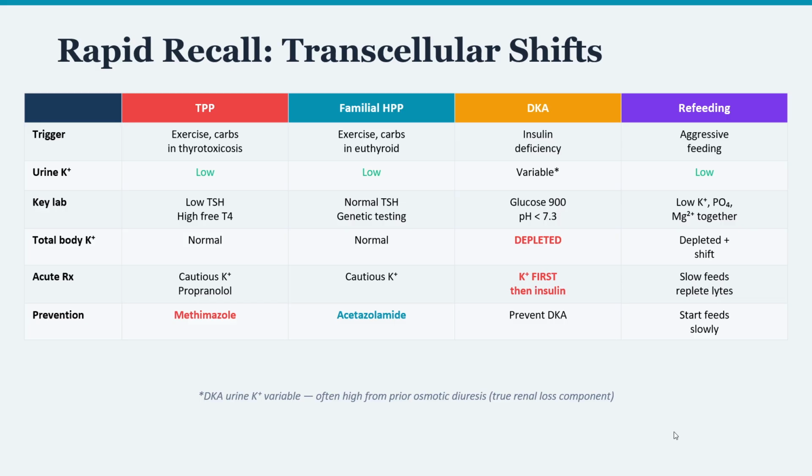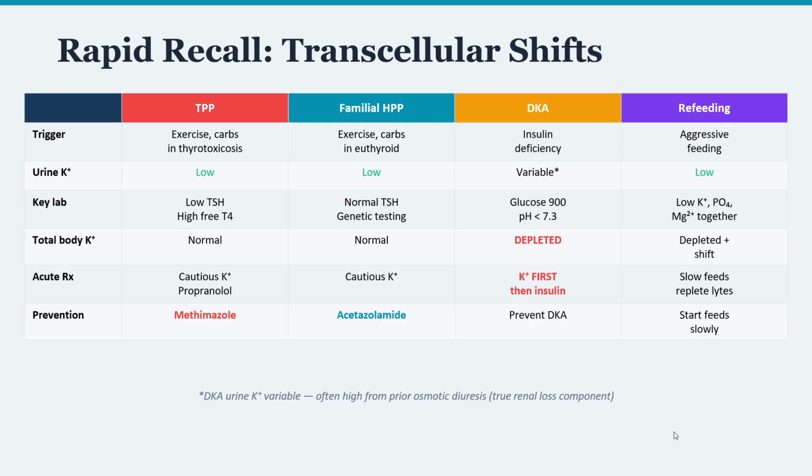Here's your rapid recall table for the 4 major transcellular shift scenarios. A few things to highlight. First, urine potassium is low in thyrotoxic periodic paralysis, familial hypokalemic periodic paralysis, and refeeding because these are pure shifts. In DKA, it's variable. The patient may actually have ongoing renal potassium losses from osmotic diuresis, so the urine potassium might be elevated. That's because DKA is both a shift and a true deficit.